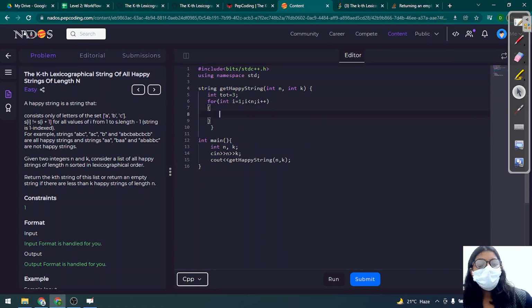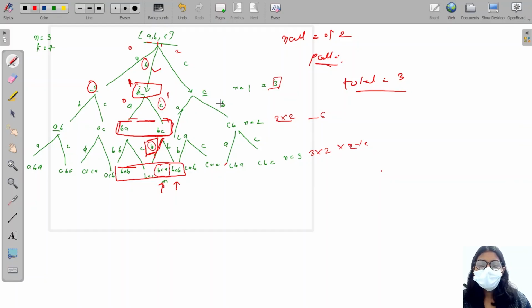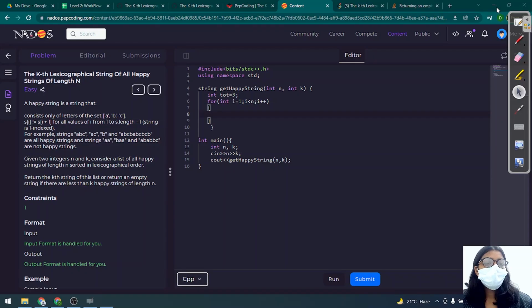Total is increasing by 2 every time. Let's see, total was 3 initially, then it is increased by 2, then it is increased by 2. N here is 3, so it is increased 2 times, that is n minus 1 times, right? So that's why I'm running the loop till n. Update my total: total times equal to 2.